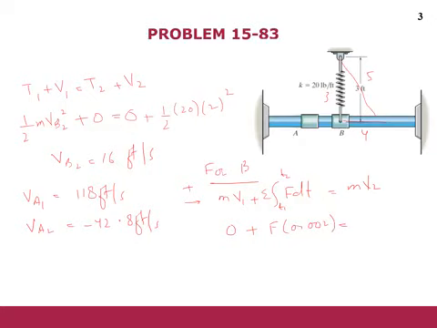So the mass of the collar is 10 divided by 32.2 times the final velocity of this collar, which is 16, right? So when you solve this problem, you will get F equals 2492 pounds, right? That is how you have calculated the impulse force which is applied by A onto B. That is how we can solve such problems.